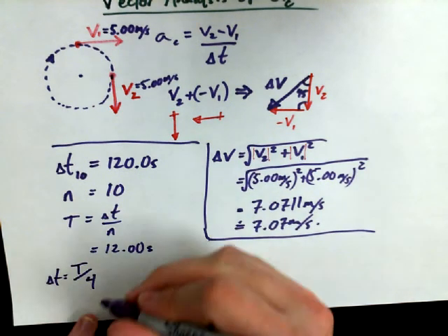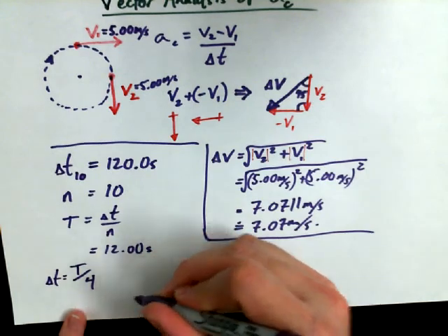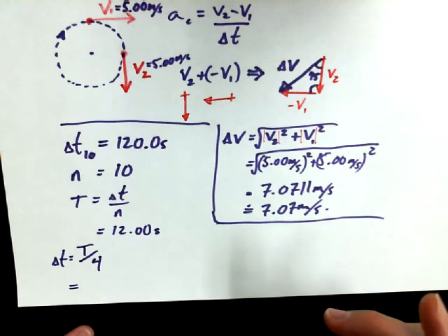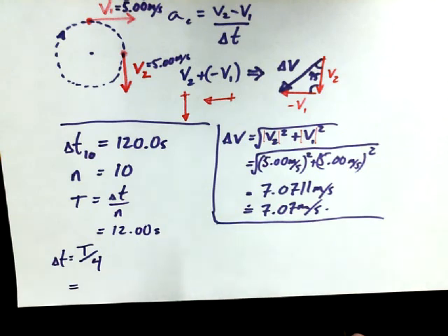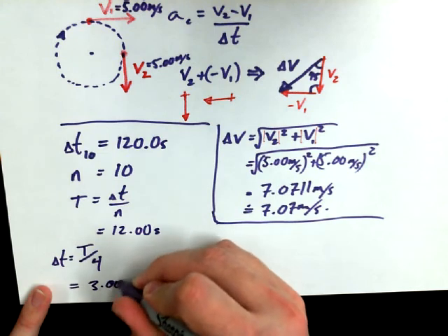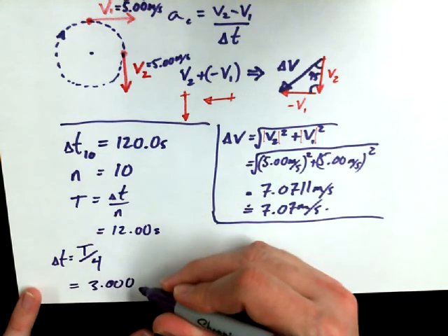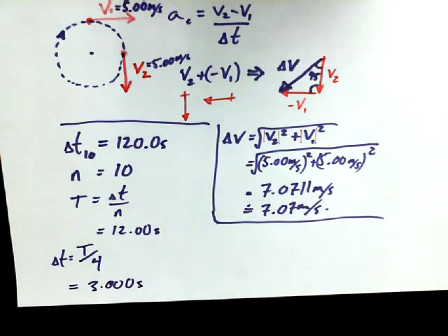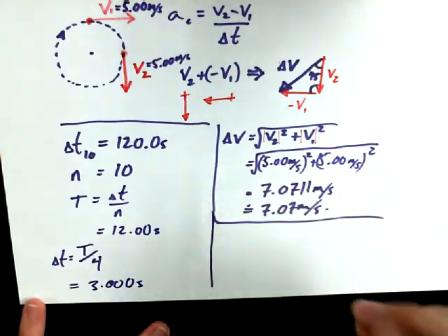Is equal to, I'm going to run out of space on my page here, so I'm going to just write the answer, not the substitution step. 12 divided by 4 is? 3. Well, I guess it would be 4 significant digits, but okay. 3 seconds, anyway.